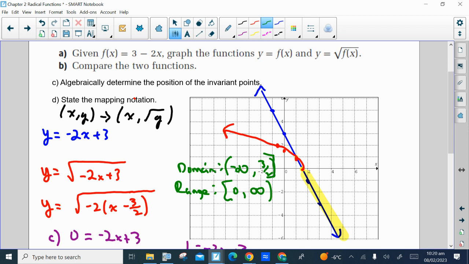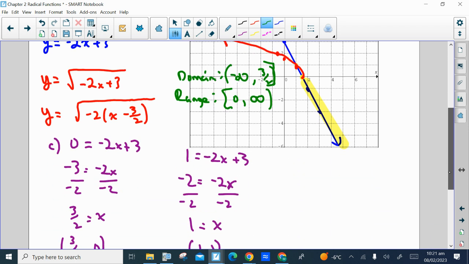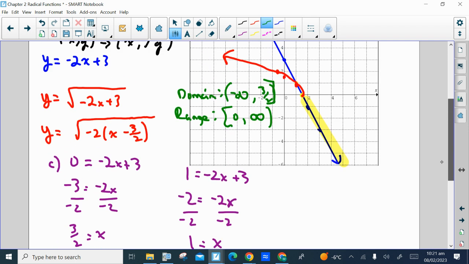The only similar characteristics of these two graphs are the invariant points. As well, they are both functions. But other than that, they're two completely different functions. Okay?